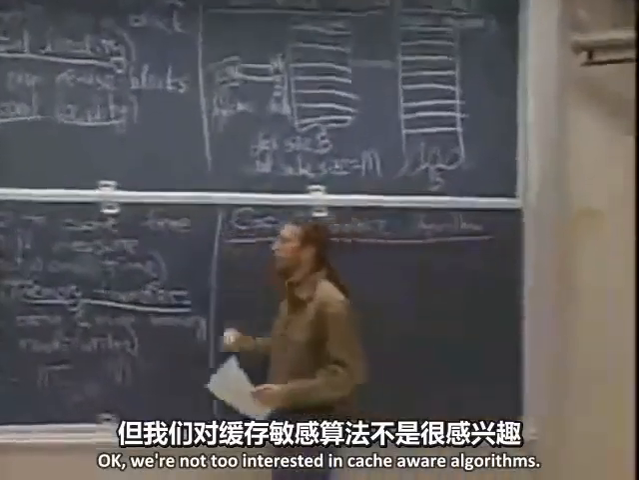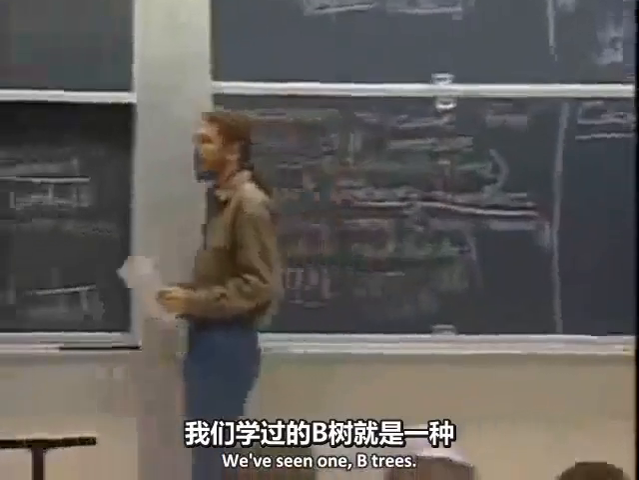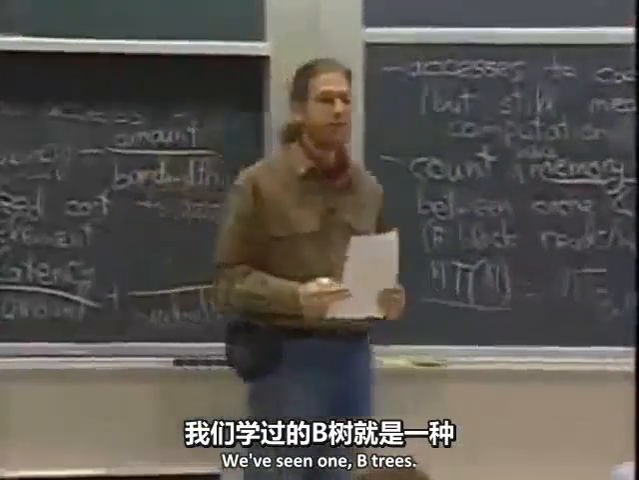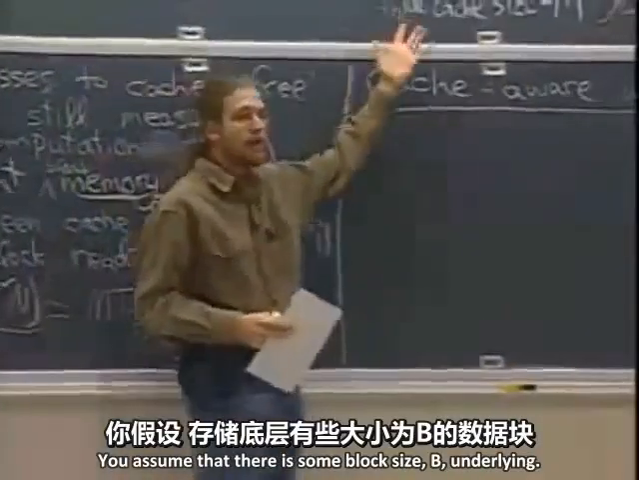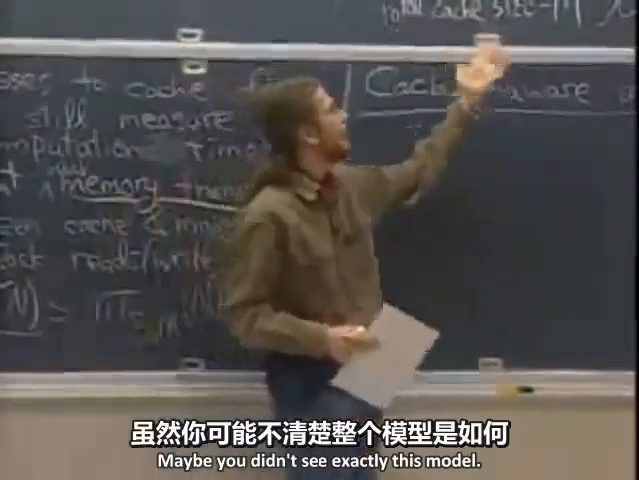Okay, we're not too interested in cache-aware algorithms. We've seen one, B-trees. B-trees are a cache-aware data structure. You assumed that there was some block size B underlying. Maybe you didn't see exactly this model.